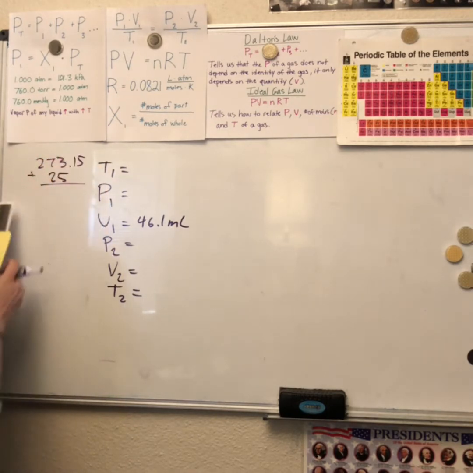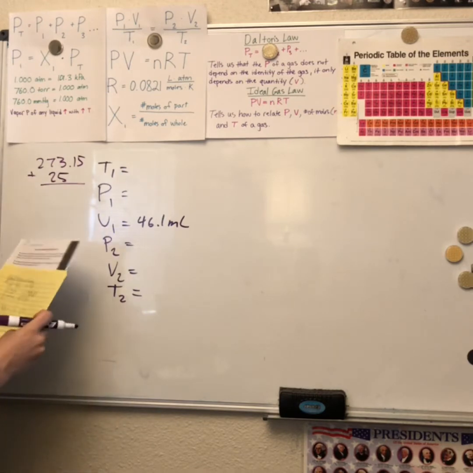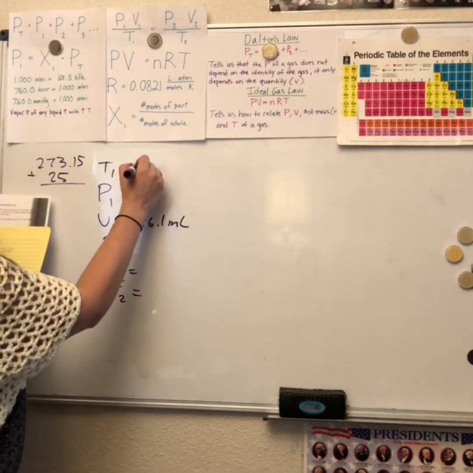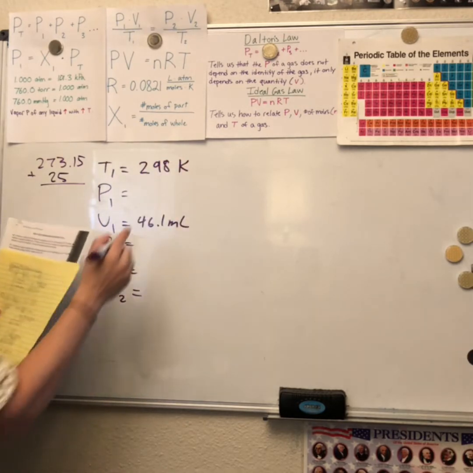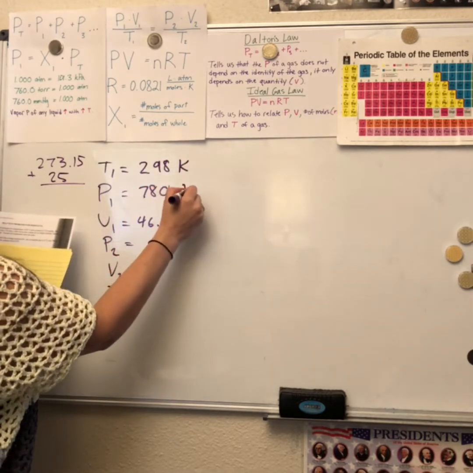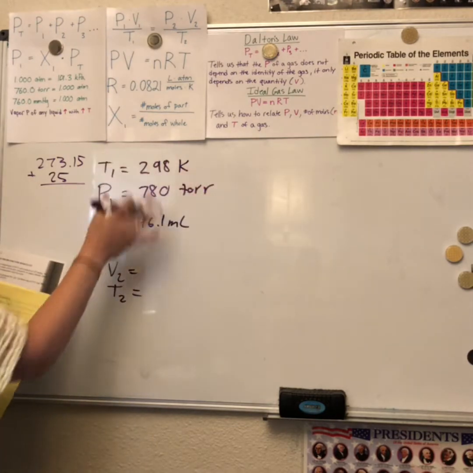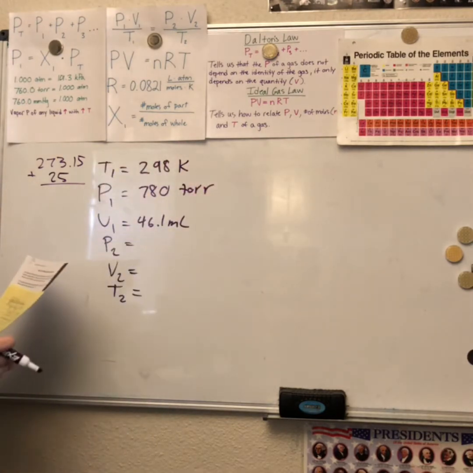I'm just going to add it. So I'm going to do this every single time and come up with my new temperature. So my new temperature is 298 Kelvin, and the pressure is 780 torr. So this is what we started off with, and now this is what it's going to change to.